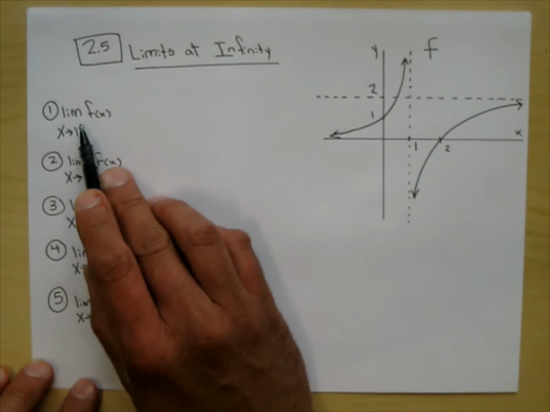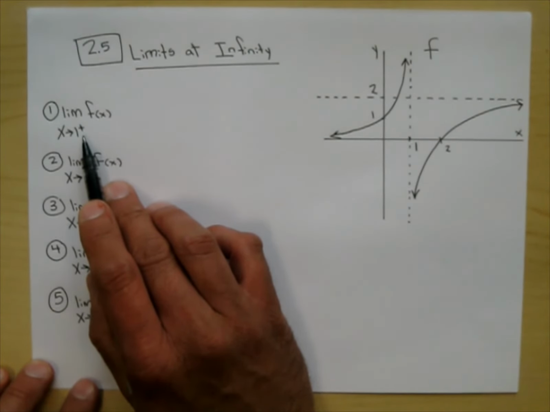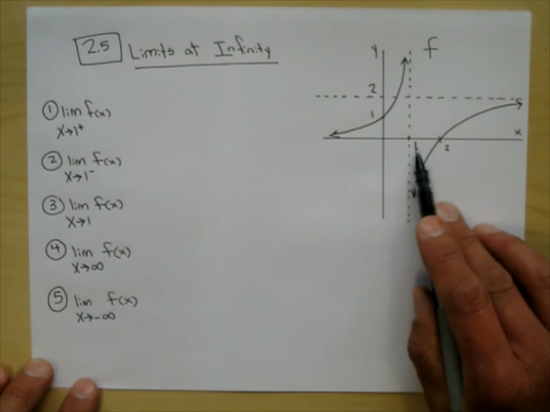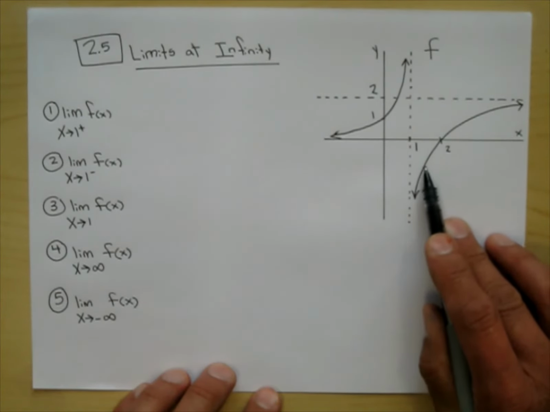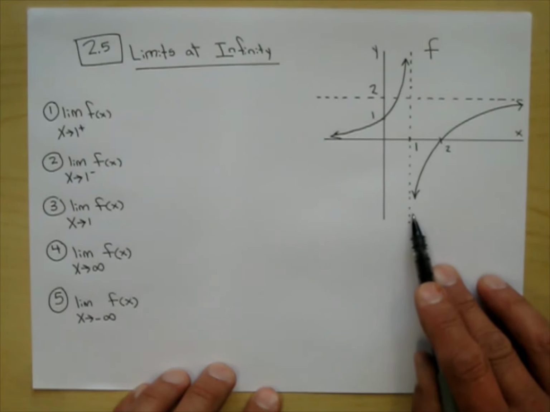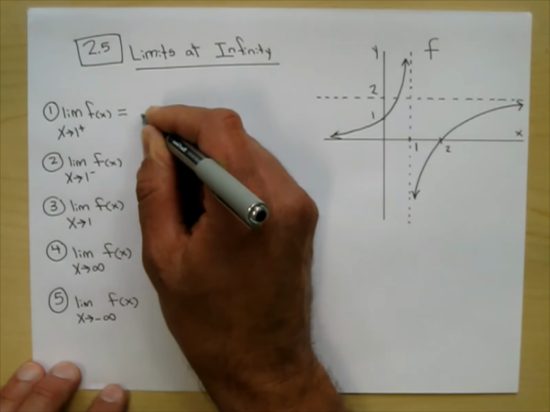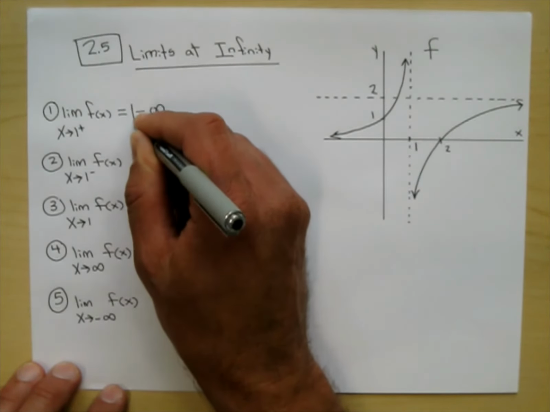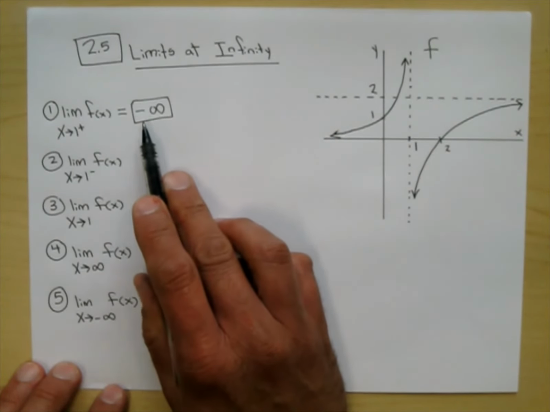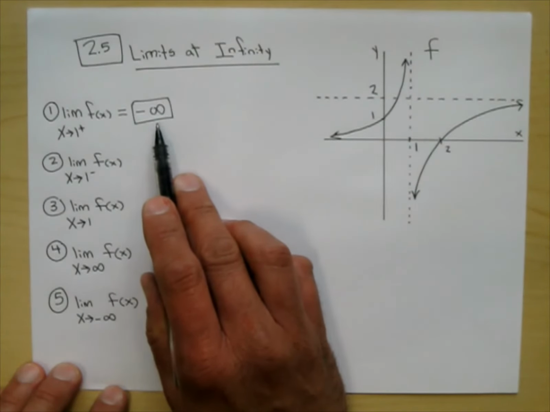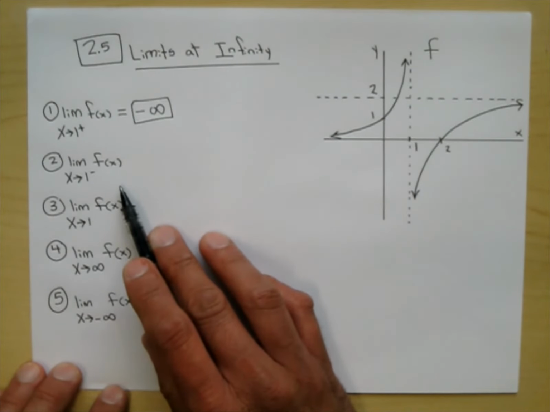What is the limit of f as x approaches 1, so that's an x value, from the right? So here's 1. You are walking on the graph from the right. And what is the limit? What's the y value that you're approaching? Well, that happens to be negative infinity. And we talked about this in the last section. It kind of does not exist, but we call it negative infinity. It's an infinite limit.